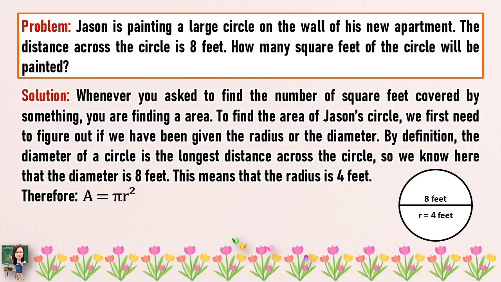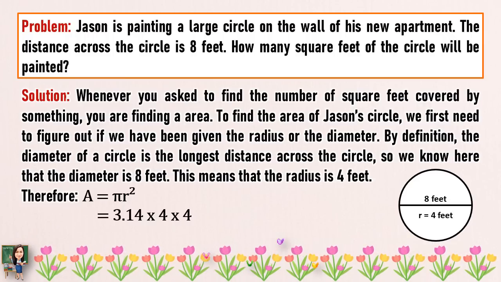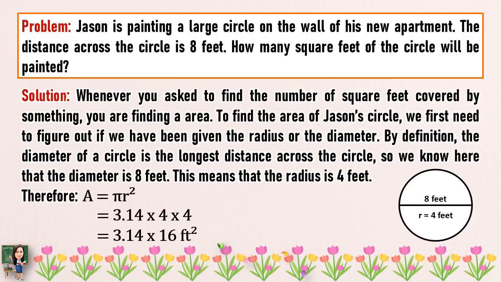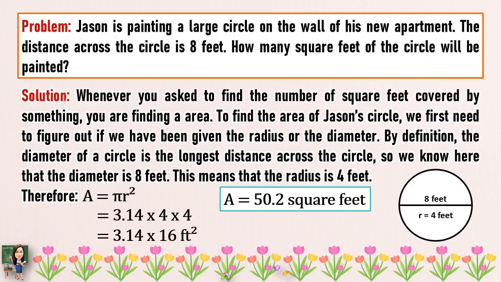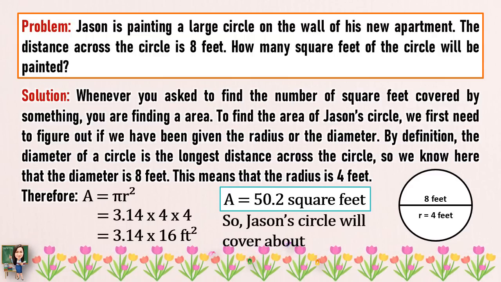This means that the radius is 4 feet. Therefore, A equals pi r squared. Pi is 3.14 times the radius, which is 4 times 4. Multiply first the radius: 4 times 4 equals 16 square feet. And then multiply the pi: 3.14 times 16 square feet equals 50.2 square feet. So this is the area of the circle. So Jason's circle will cover about that.